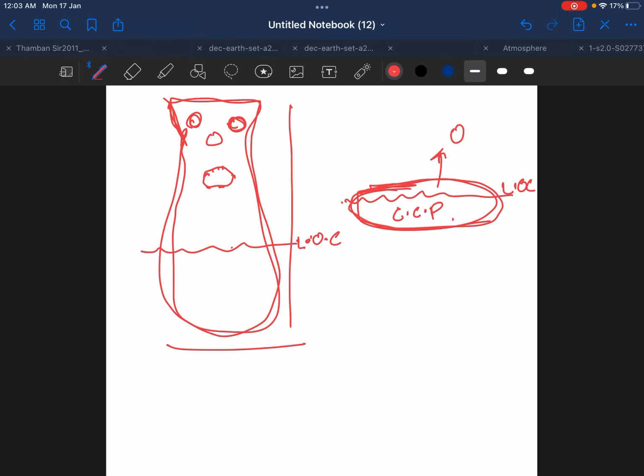Okay, so are you getting my point? In the Bergeron process the mechanism occurs above LOC, above the level of condensation, and in the collision coalescence process most of the processes occur below LOC, that is your CCP, collision coalescence process.